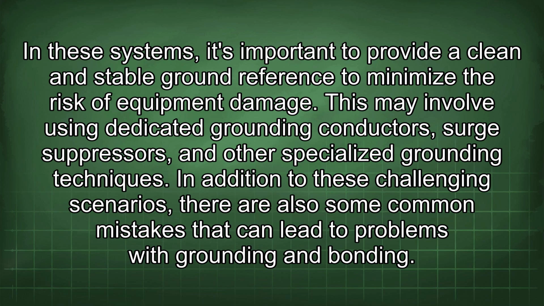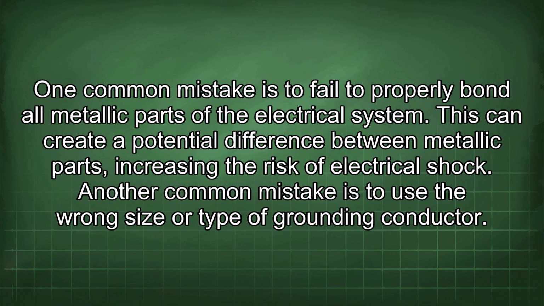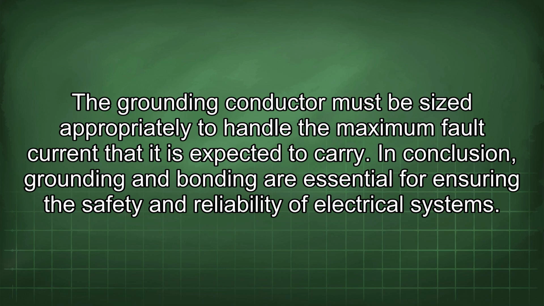In addition to these challenging scenarios, there are also some common mistakes that can lead to problems with grounding and bonding. One common mistake is to fail to properly bond all metallic parts of the electrical system. This can create a potential difference between metallic parts, increasing the risk of electrical shock. Another common mistake is to use the wrong size or type of grounding conductor. The grounding conductor must be sized appropriately to handle the maximum fault current that it is expected to carry.